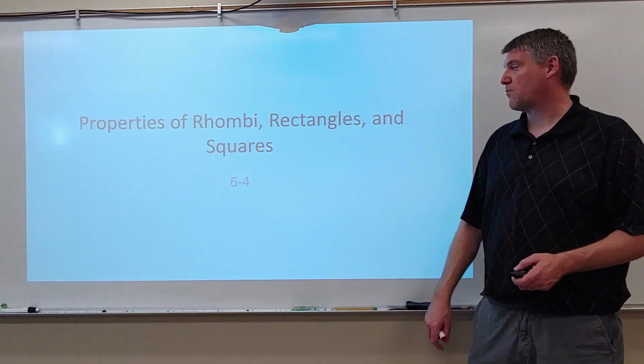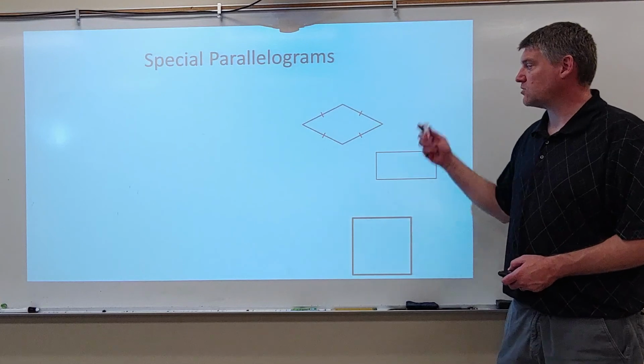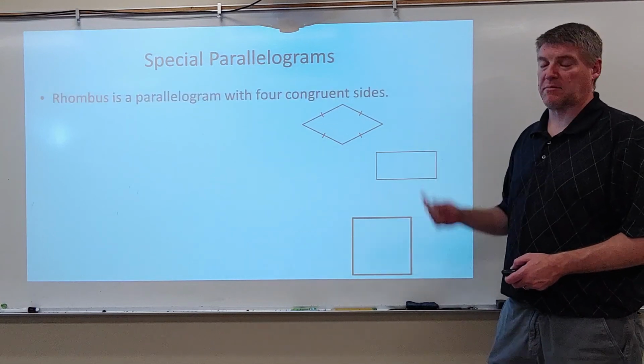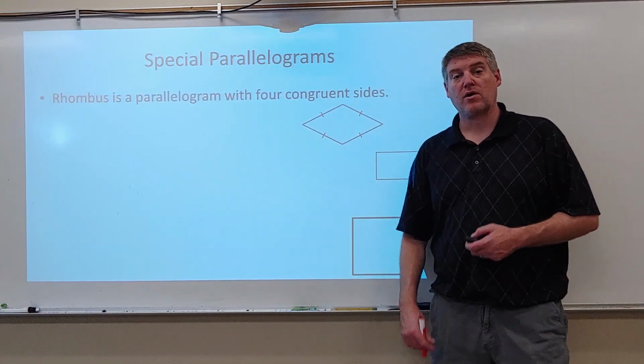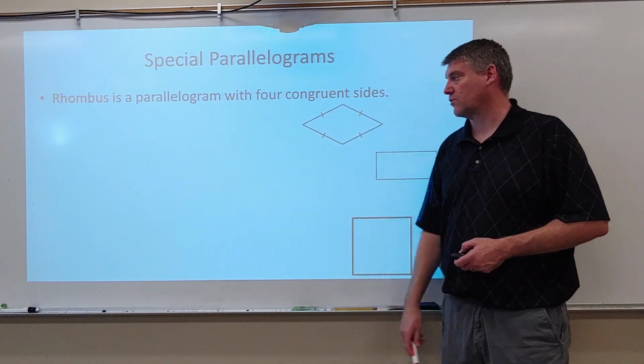All right, we're going to talk about properties of rhombi, rectangles, and squares. Special parallelograms. The first one is a rhombus. A rhombus is a parallelogram with all sides congruent. So all four sides are congruent.